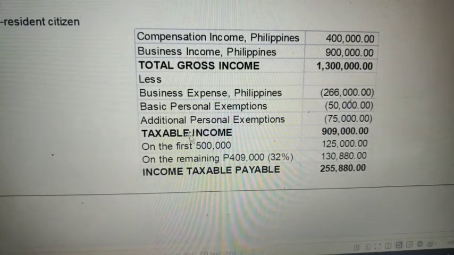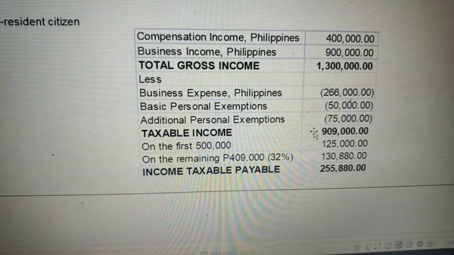Now, if you get the taxable income, the same process. You are to use your tax table. So, on the first 500, because as you can see, di ba ang range pa rin niya is 500 over. So, ang range niya sa income is 500 over. So, on the first 500, ang nakuha na taxable income, ang nakuha na tax is the 125,000.